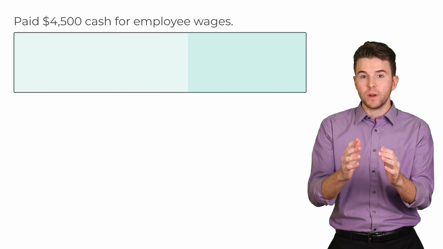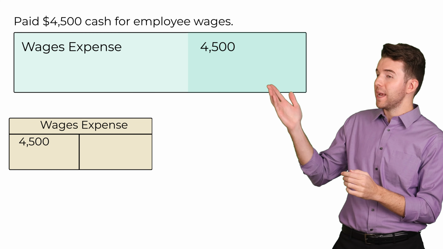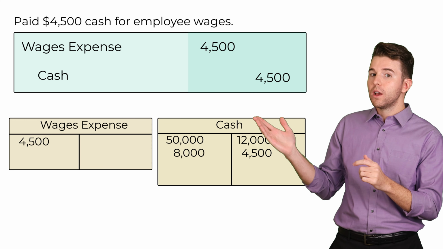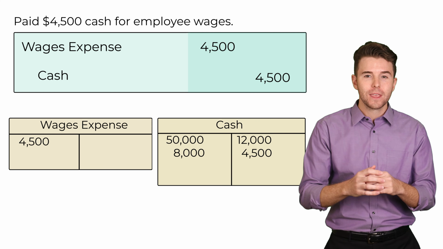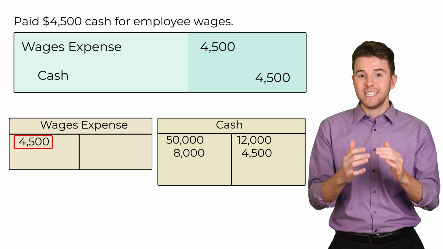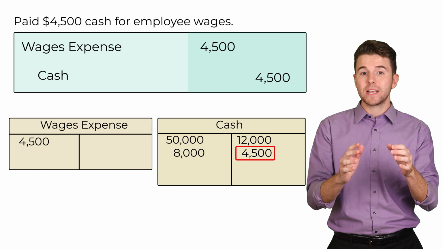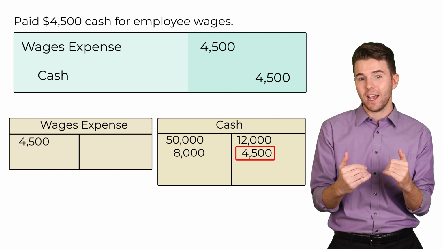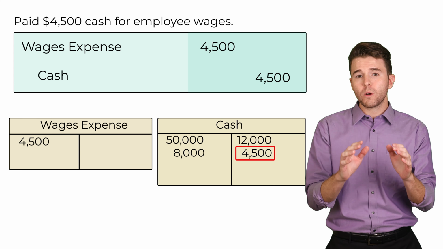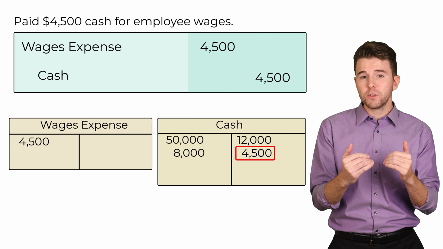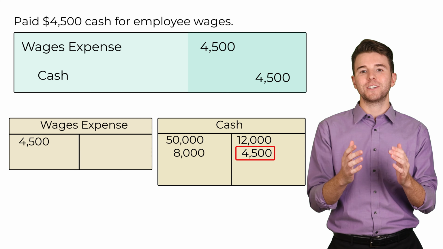Next, we have to pay our employee wages of $4,500. To record this entry, we debit wages expense for $4,500 and credit cash for $4,500. We debit wages expense because debits increase expense accounts. We credit cash because credits decrease asset accounts. Posting the $4,500 to the ledger accounts, we see that the credit further reduces our balance in the cash account.